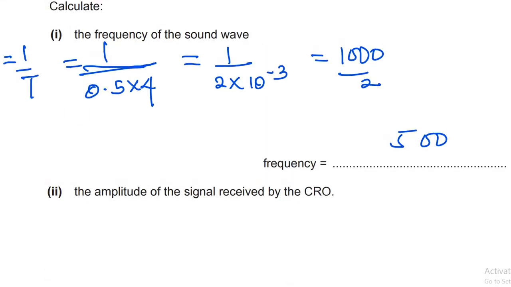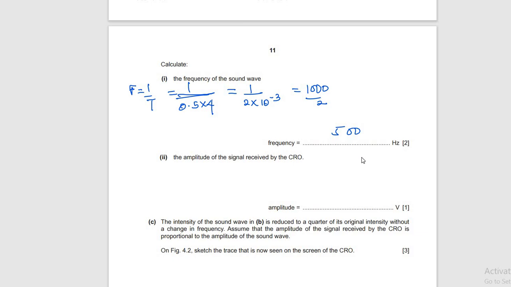So the amplitude will be 2.8 multiplied by 0.2. That gives us 0.56 V. That's the amplitude.